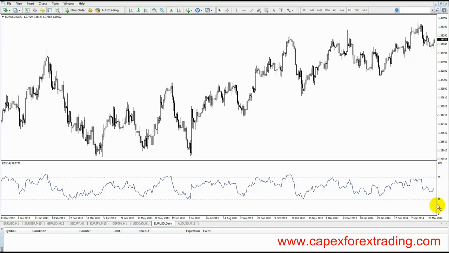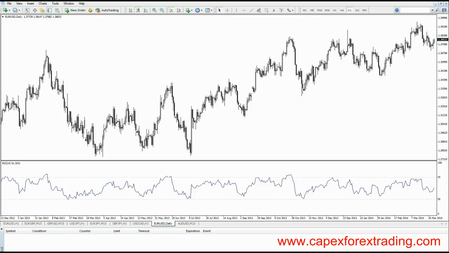But another two important levels that you're going to notice are the level 30 and the level 70. The reason why they're there is because if the RSI line goes above the 70 level, we take that as an indication that a trend is overbought. And if the line goes below the 30 level, we take that as an indication that the downtrend is oversold.